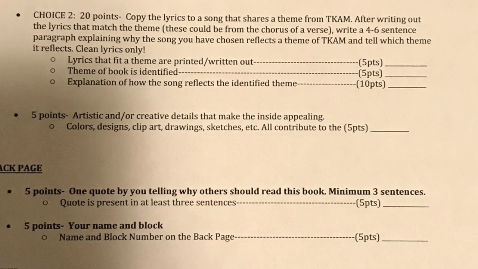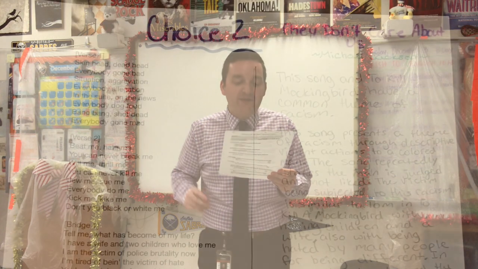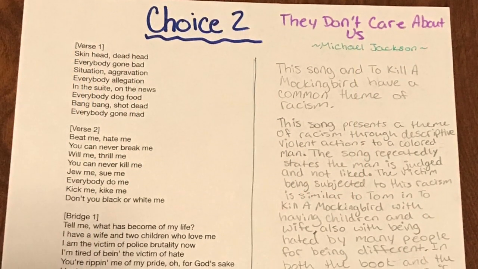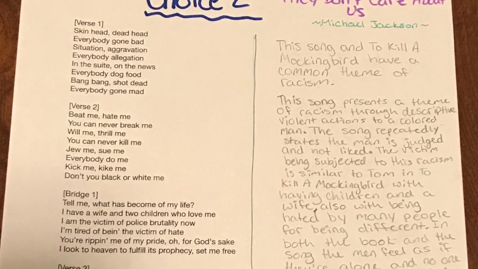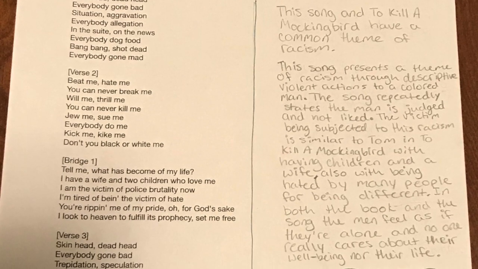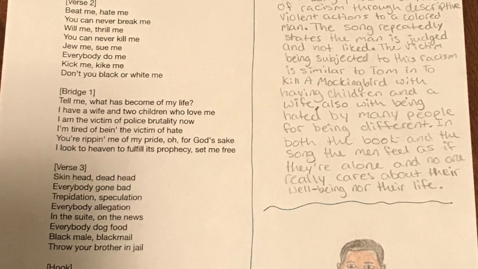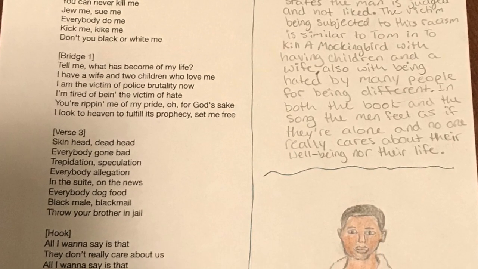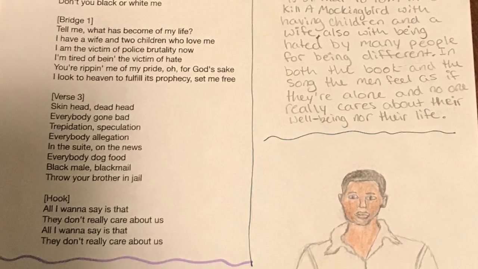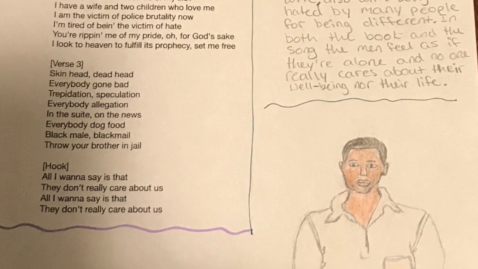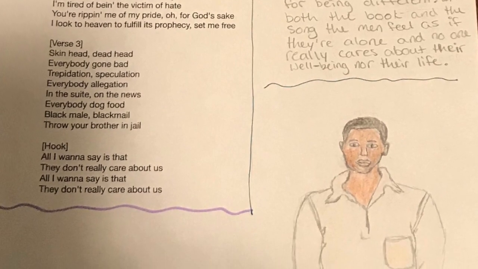Please use clean lyrics only. So the point breakdown here for choice 2 of the final part of the portfolio: lyrics that fit a theme are printed and written out, 5 points. The theme of the book is identified, 5 points. And the explanation of how the song you chose reflects the identified theme gets you 10 points. Again, this one is a little more challenging, so that's why it's worth 20 points instead of 15 points. And again, if you're in a Regents class, you only have to do one of those 2 options.